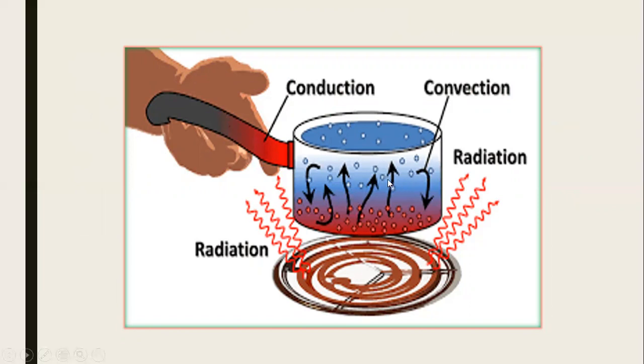A steel bottle is there, and here a handle is there. The handle, you can feel the heat through conduction. The molecule movement, the heat movement, is the convection. Okay, when you get heated by the radiation, that is radiation.